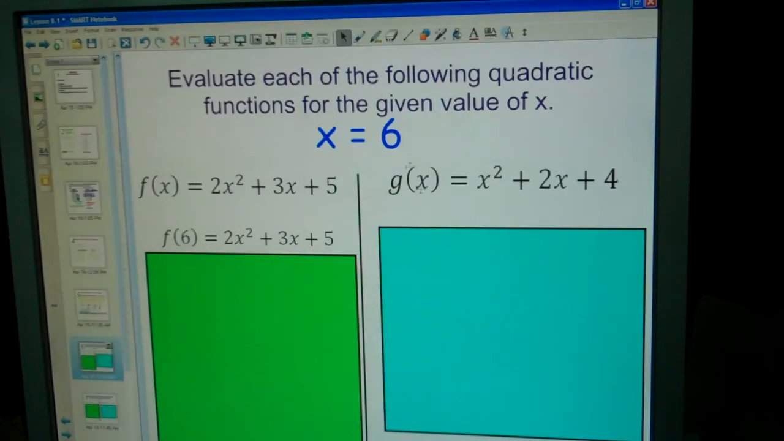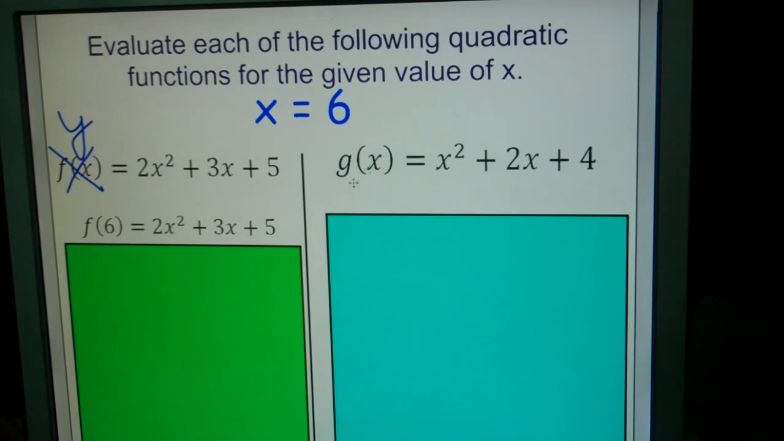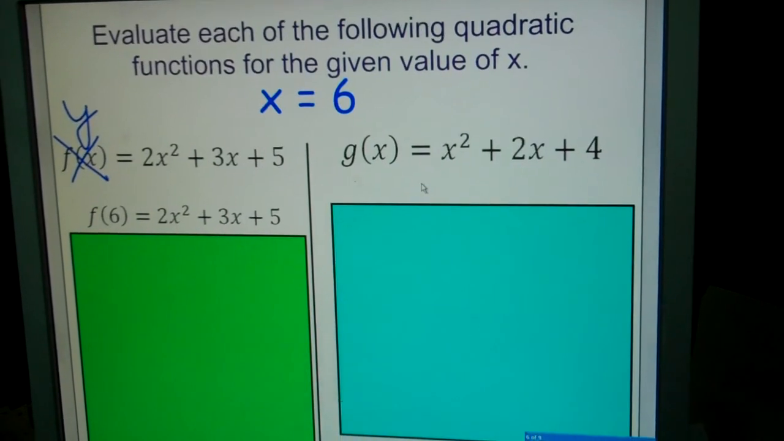You could, let me get my pen. This is legal, I promise. You could take that f of x and just write a y. That's fine. It doesn't matter. So evaluate it for 6. You have 2 quadratics here, and I want you to solve them. So pause it for a minute and do that. Zoom in so you can see them.